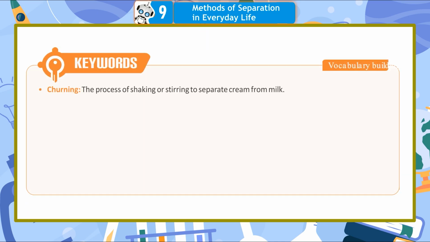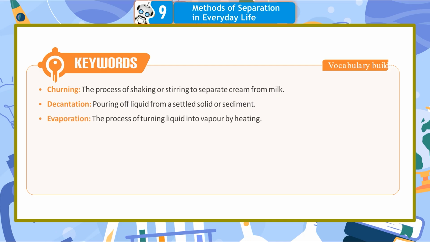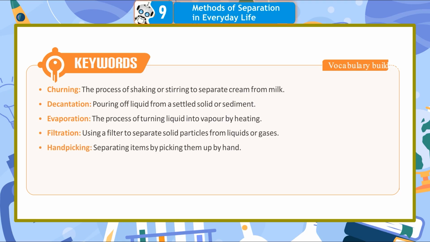Keywords: churning, the process of shaking or stirring to separate cream from milk. Decantation, pouring off liquid from a settled solid or sediment. Evaporation, the process of turning liquid into vapor by heating. Filtration, using a filter to separate solid particles from liquids or gases. Handpicking, separating items by picking them up by hand. Magnetic separation, using a magnet to remove magnetic materials from a mixture.